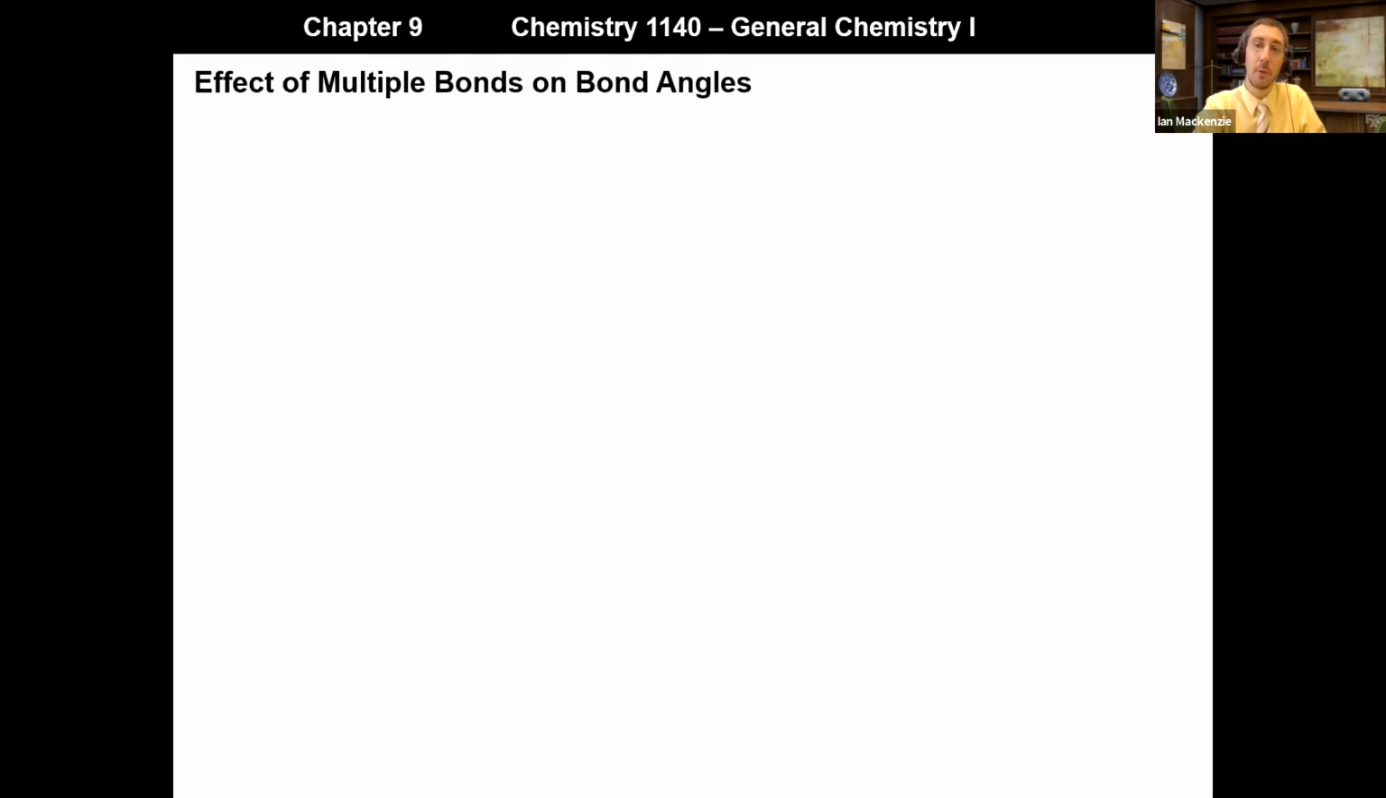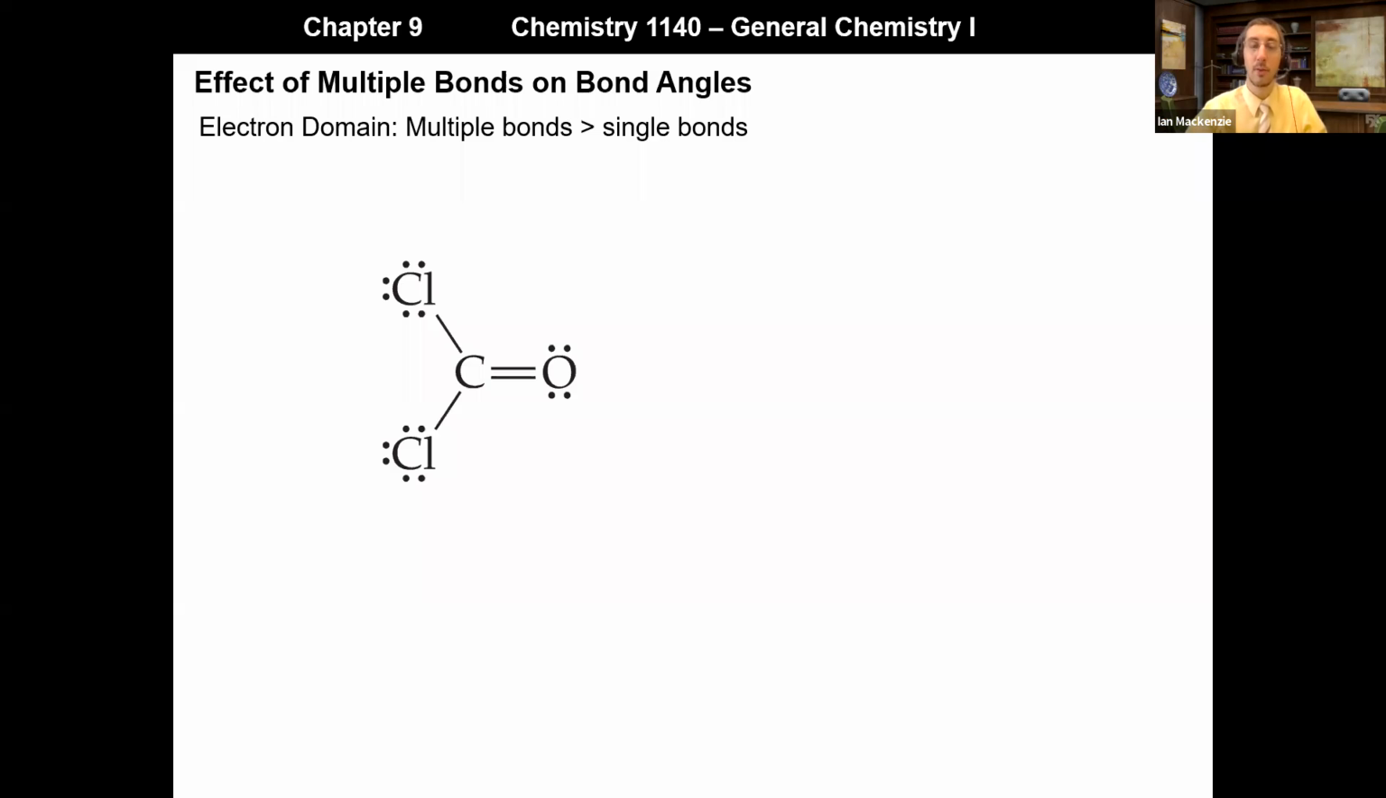Turns out that multiple bonds have a similar effect on bond angles. Because a multiple bond contains more than just one shared pair, it's 2 shared pairs, if it's a double bond, or 3 shared pairs if it's a triple bond. And as a result, multiple bonds also occupy a larger region of space and thus exert a greater influence than single bonds. This is illustrated here.